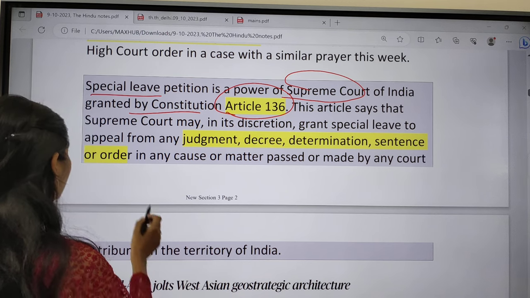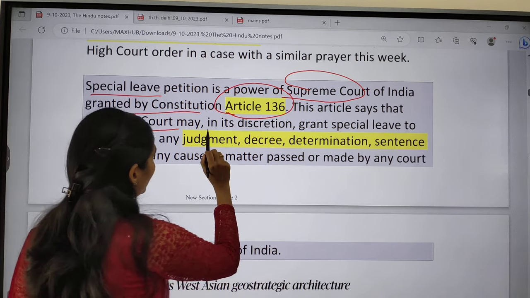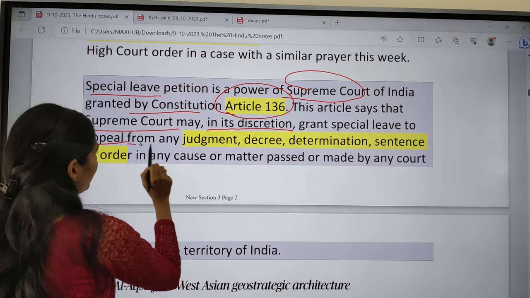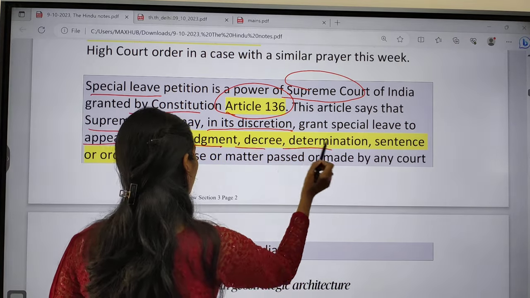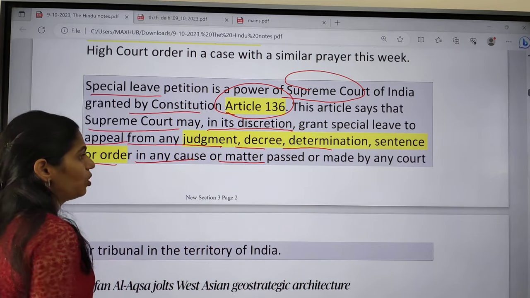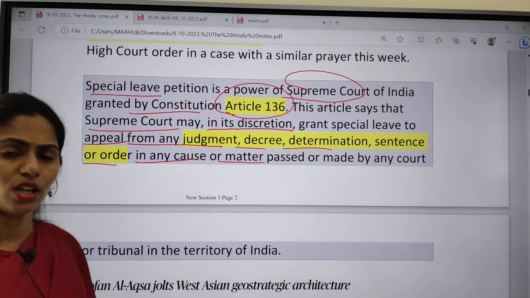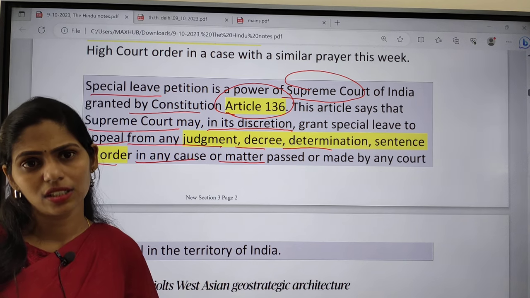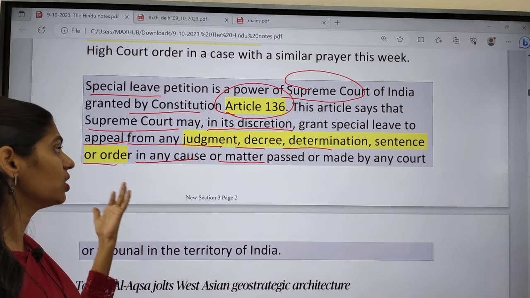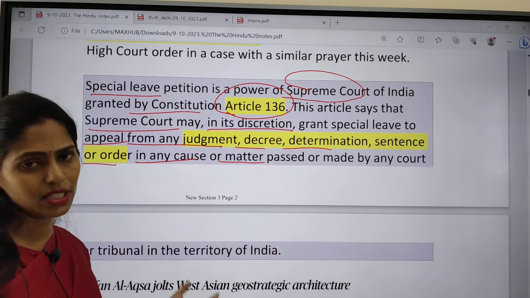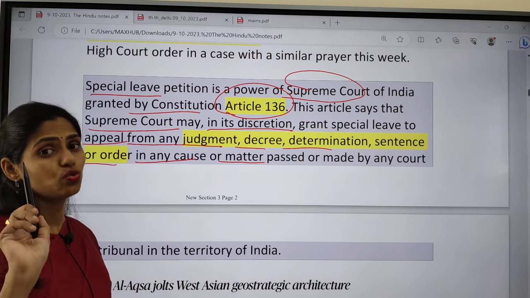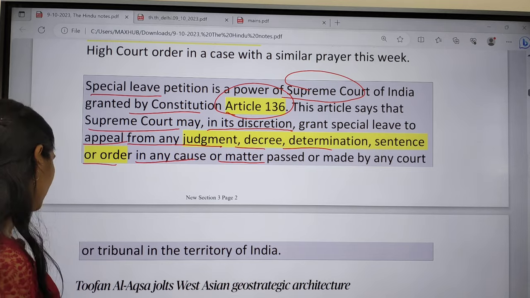This article says that the Supreme Court may, in its discretion, grant special leave to appeal from any judgment, decree, determination, sentence or order in any cause or matter passed or made by any court or tribunal. So whenever any court or tribunal has given any order, judgment, determination or sentence, that can be taken up by the Supreme Court under Article 136. So it is very important for your prelims.